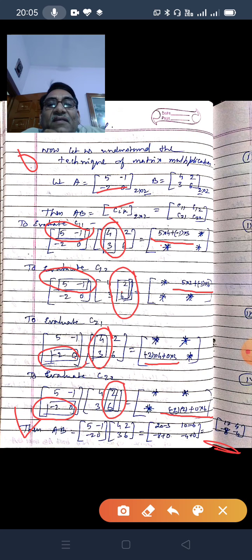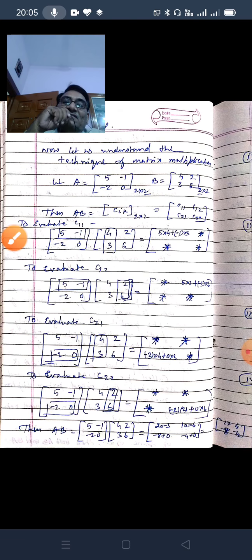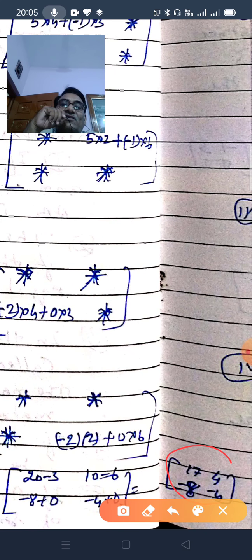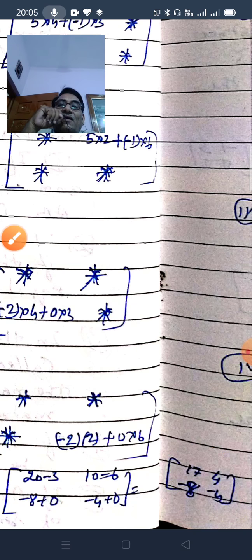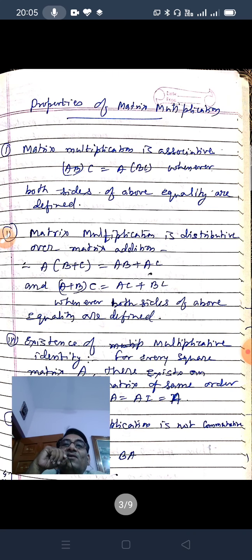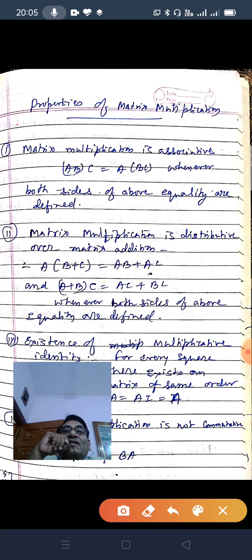Finally, AB is equivalent to, we will multiply it and find out its entries. I think you can solve it. 5 into 4 is 20 and minus 3, so it is 17, then 4, and minus 8 and minus 4. This is the answer, the product of the AB matrix. Like this you have to multiply two square matrices.